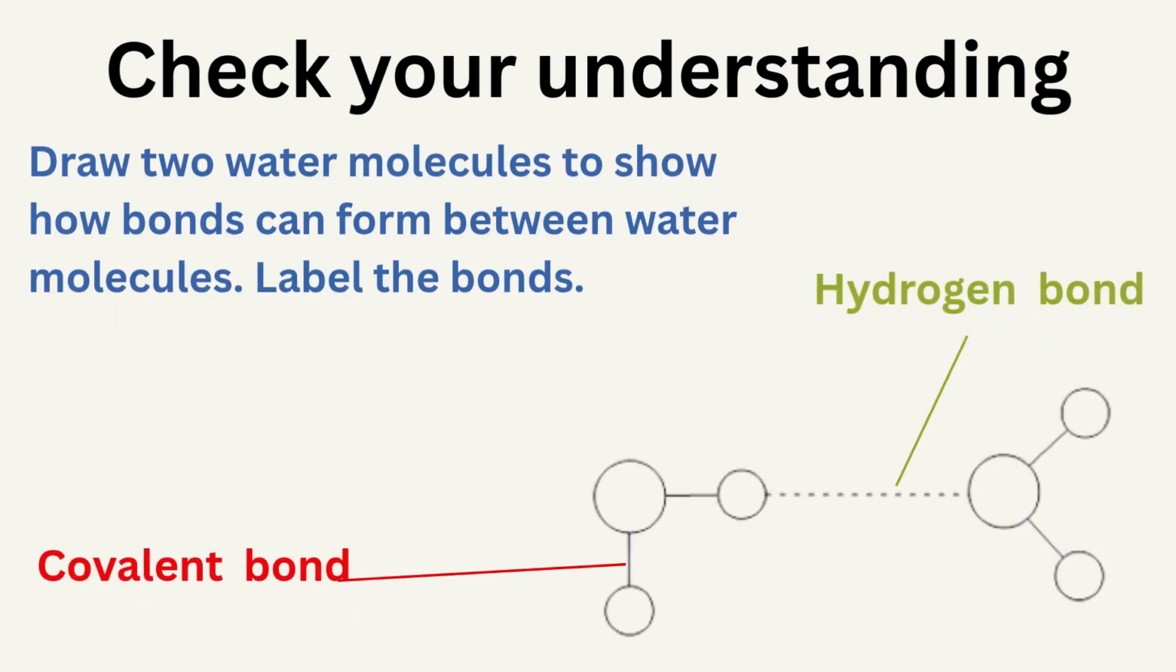Here's another exam style question where you could be asked, for example, to draw 2 water molecules and label the bonds. Now here we're indicating atoms with circles, but it's perfectly okay just to use the letters O and H. But do note that hydrogen bond is between a larger oxygen and a smaller hydrogen atom.